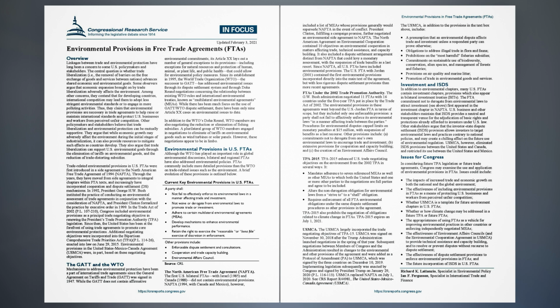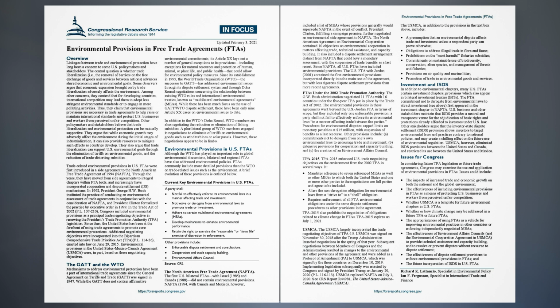In the Trade Act of 2002, PL 107-210, Congress included environmental provisions as a principal trade negotiating objective in renewing the President's Trade Promotion Authority (TPA) legislation. Since then, the United States has been at the forefront of using trade agreements to promote core environmental protections. Additional negotiating objectives were incorporated into the Bipartisan Comprehensive Trade Priorities Act (TPA), PL 114-26, enacted into law on June 29, 2015. Environmental provisions in the United States-Mexico-Canada Agreement (USMCA) were, in part, based on these negotiating objectives.